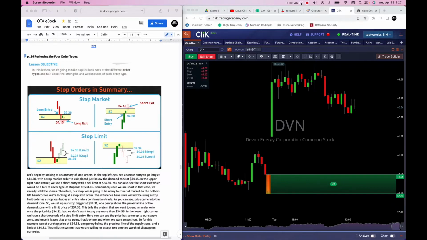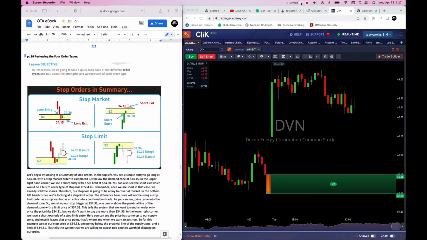We set it with a limit price of $34.33. This tells the system that we want to send an order only once the price hits $34.31, but we don't want to pay more than $34.33. In the lower right corner, we have a short example of a stop limit entry.